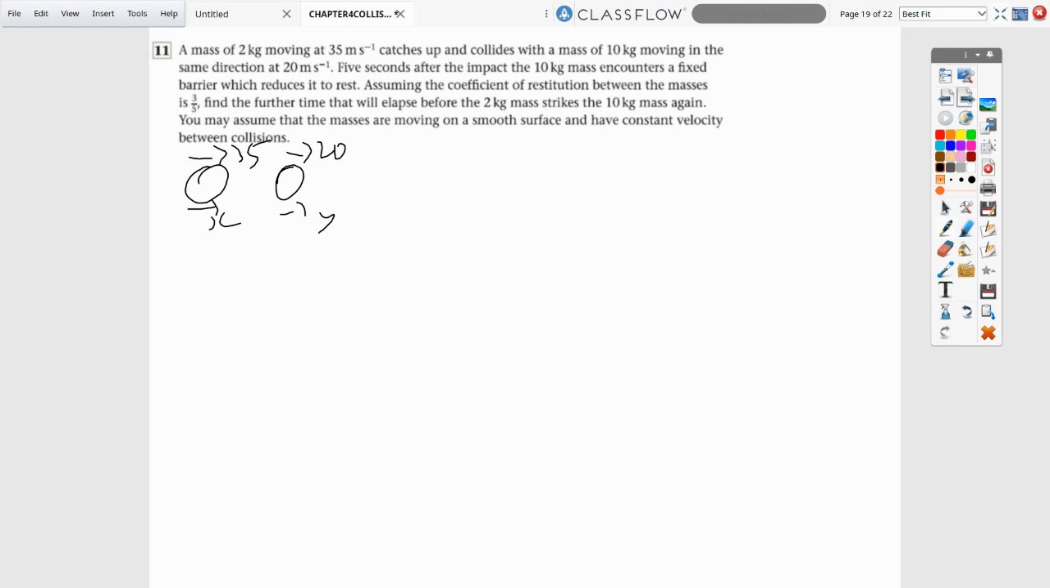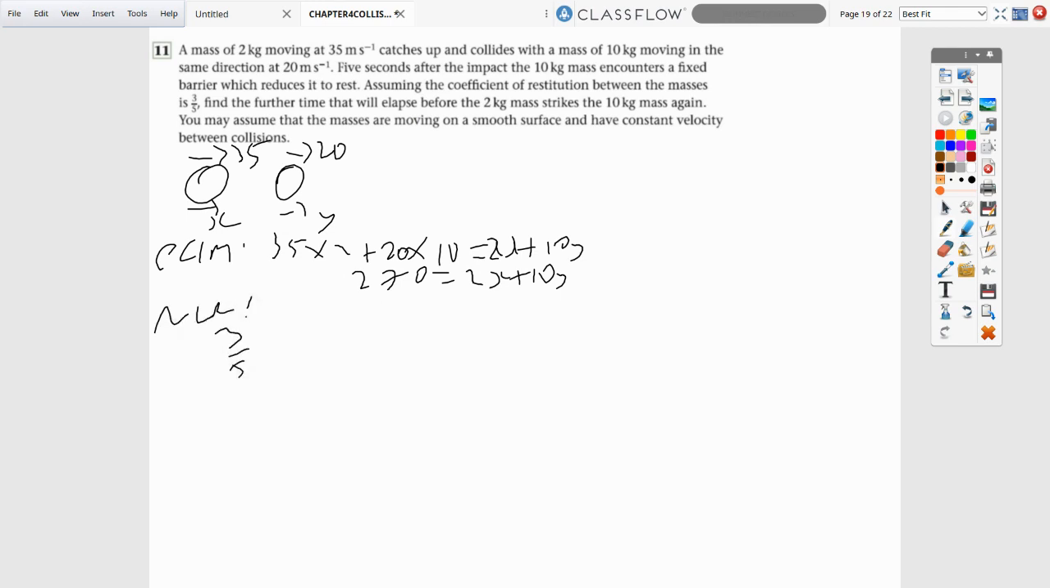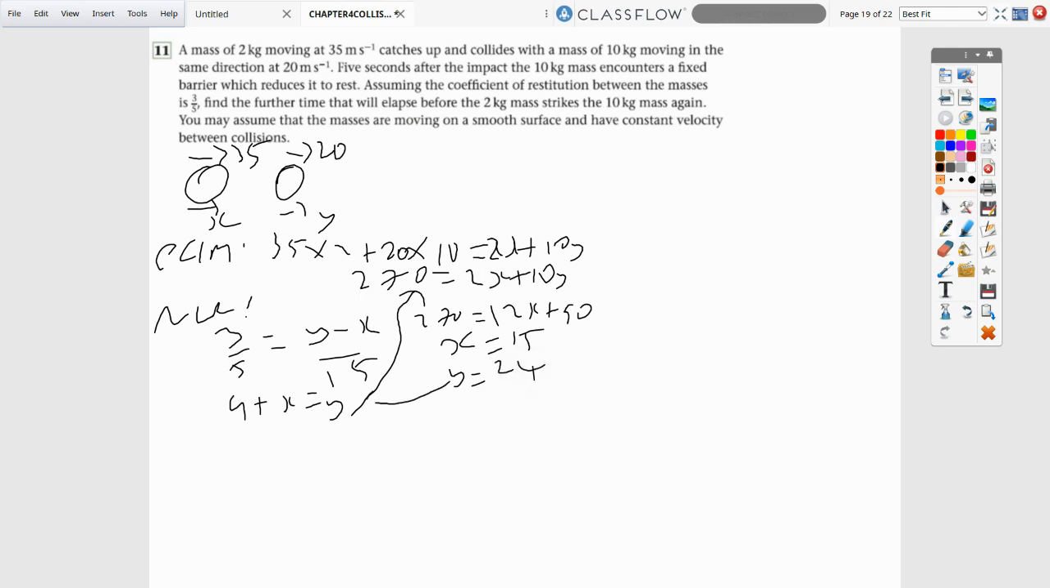So, PCLM and LRs, the usual stuff. So we got 35 times 2, 20 times 10, is 2x plus 10y. So that's going to be what? 270, yeah? It's going to be 2x and 10y. If we do Newton's law of restitution now, that means that e, which is 3/5, is speed of separation, y minus x, over 35 minus 20, 15. So 9 plus x is going to be y, which I'm going to make a substitution in here for. So 270 is going to be equal to, what's that, 12x plus 90. So that means that x is going to be 15 then. And y is going to be, subbing that in here, 24 into this equation. That's what that's coming from.